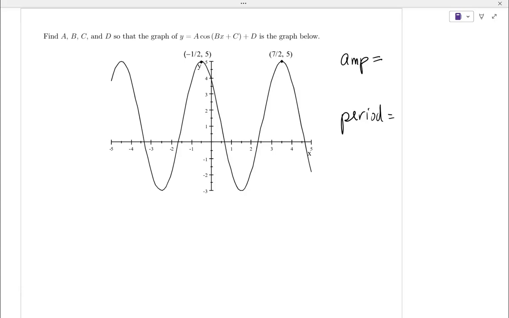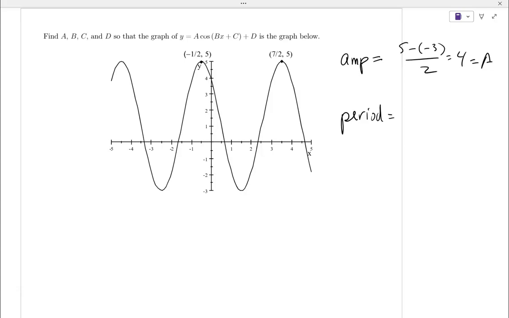Ready to chat about it? What did you come up with for the amplitude? 4? And how'd you come up with 4? Yep, good. The top is at 5, the bottom is at -3, and then you did half of that and got 4. And so which value does that give you? The A, good. Yep, that's the A value. We okay with that for the amplitude?